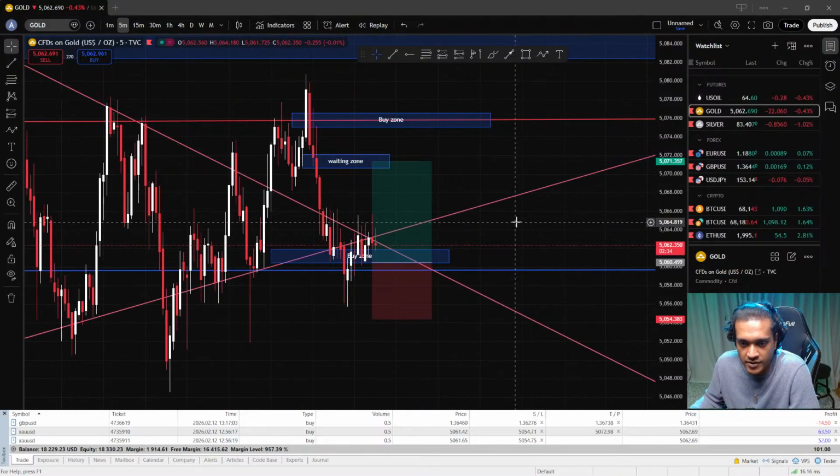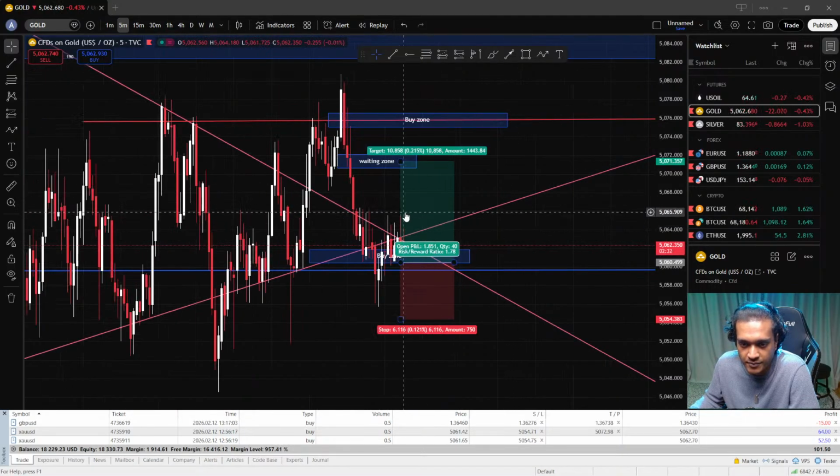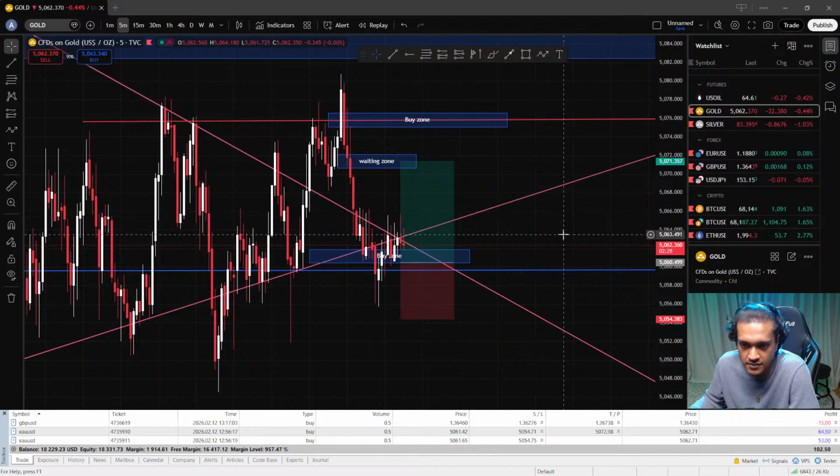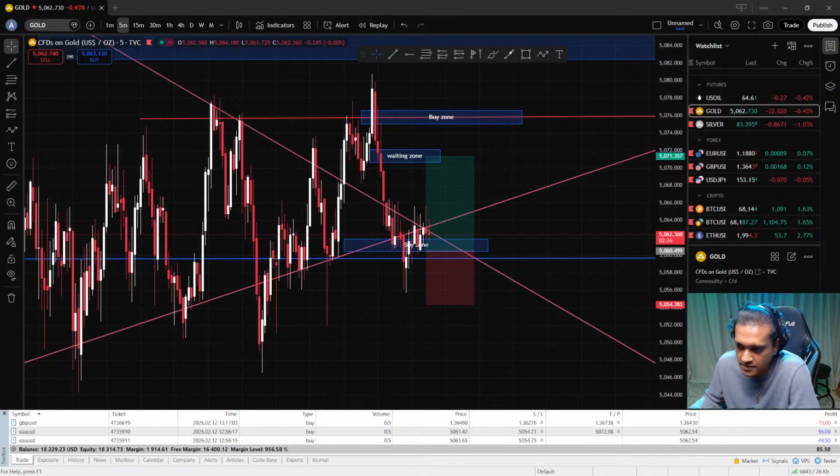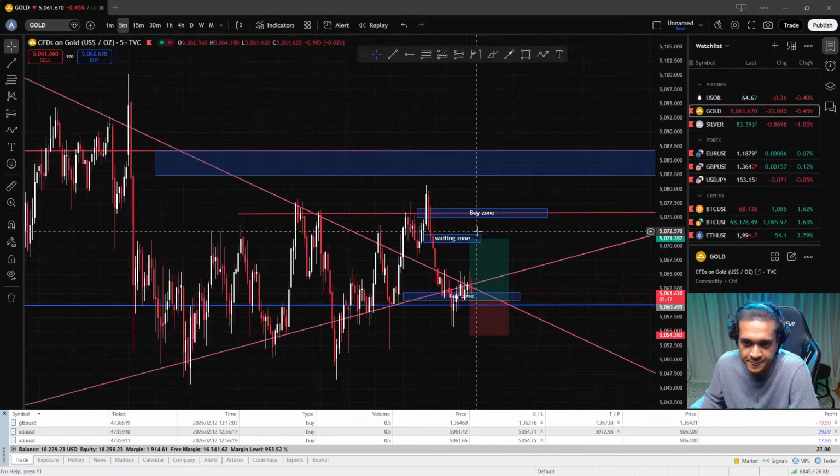Well, price is still coming back to the buy zone area here. It just gave us a good 50, 40 pip. That's it. And now it's coming back to our entry zone. This is going to take a while.